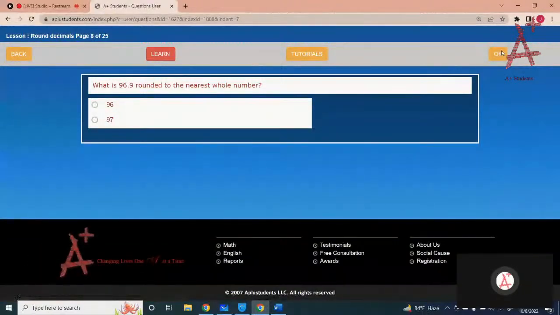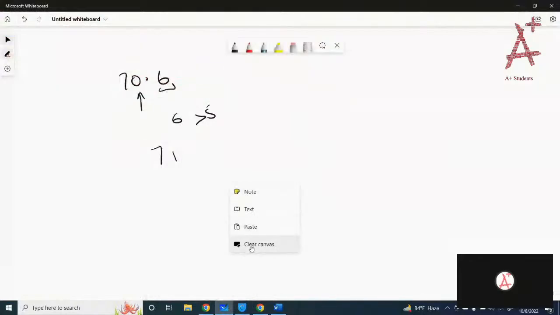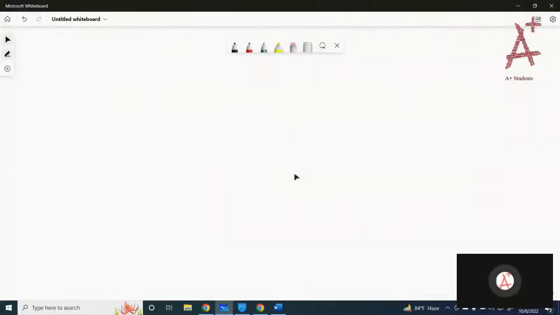Okay, what is 96.9 rounded to the nearest whole number? Is it 96 or 97? 96.9. So you have to round to the nearest whole number. So this is the digit at the ones place in the whole number. Just look at the right hand side, right after the decimal. It is 9. You need to compare this one to 5. So 9 is greater than 5. That means you have to round up.